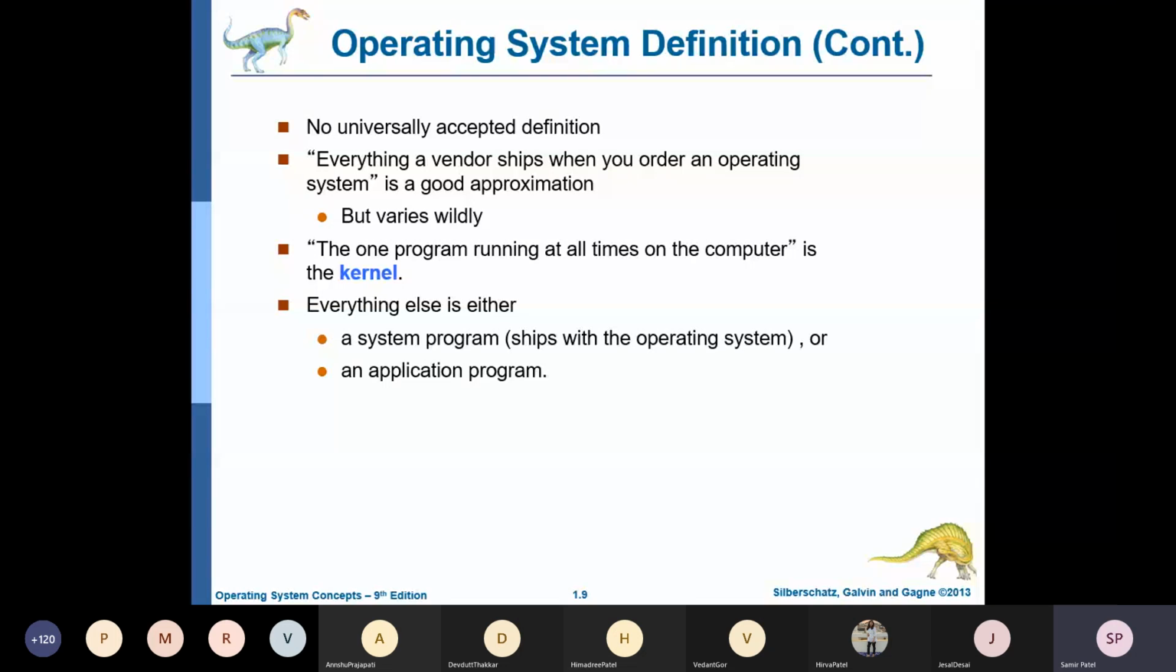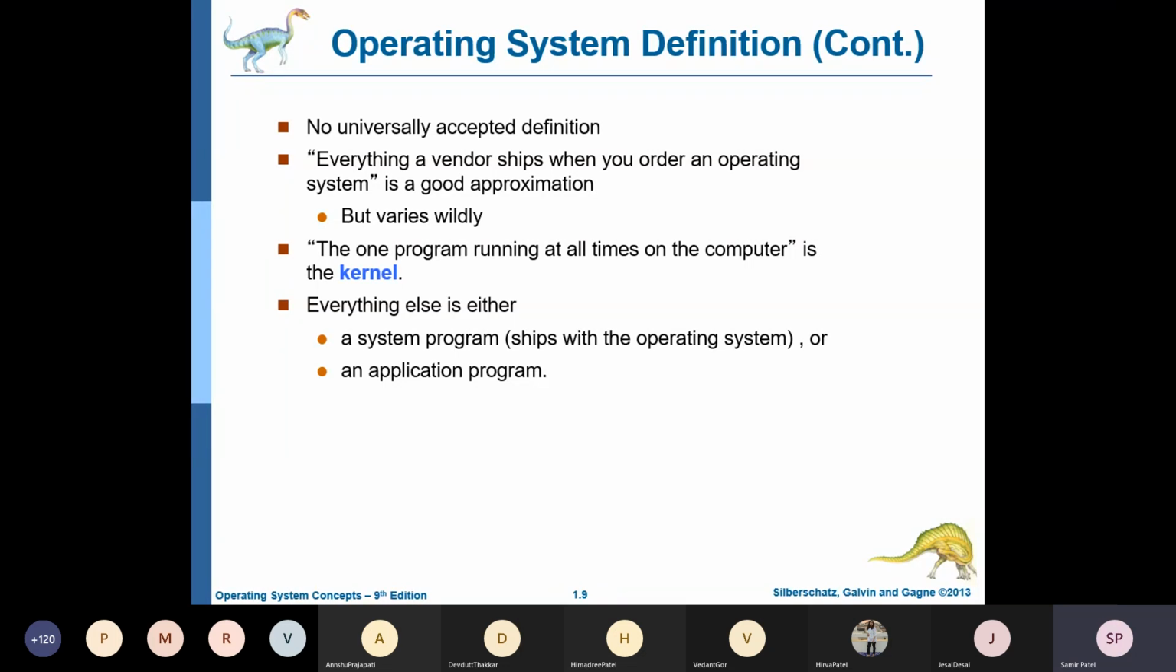So we periodically update our operating systems. That normally happens with mobile devices, right? We very frequently see that an Android update is available, so we update it. So everything the vendor ships when you order an operating system is a good approximation. It is not the final version. Every 6 months or so, there will be some updates done by the developers, and they will share them with us so that we can keep our system up to date.